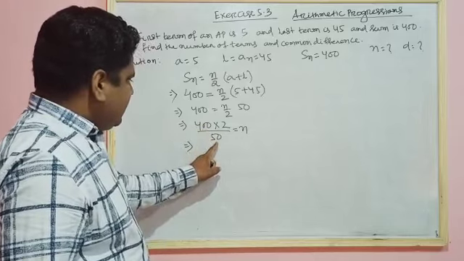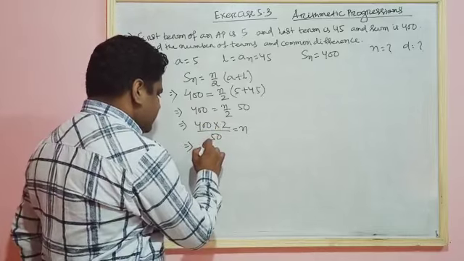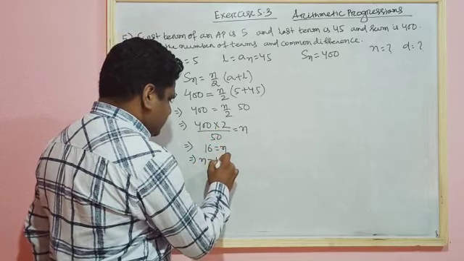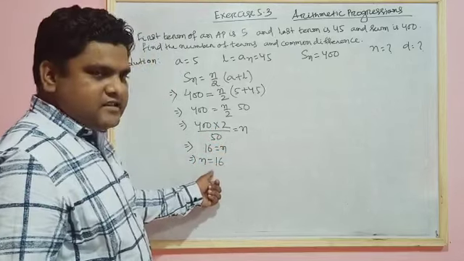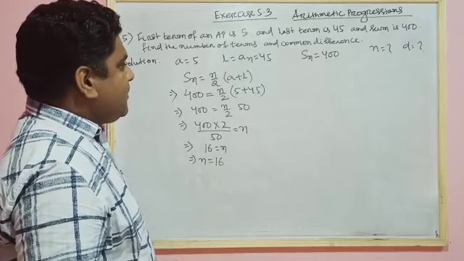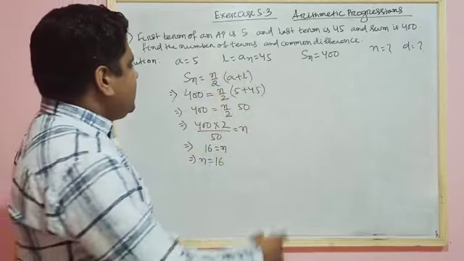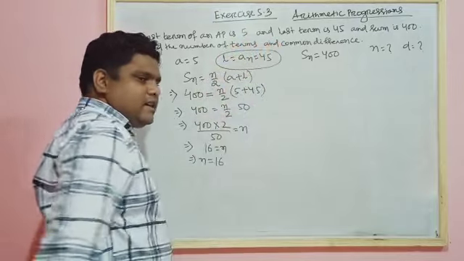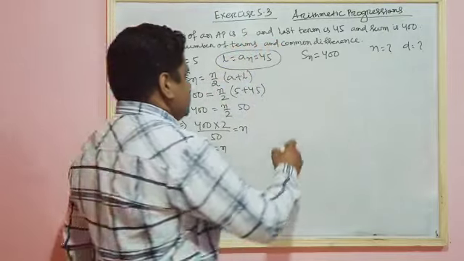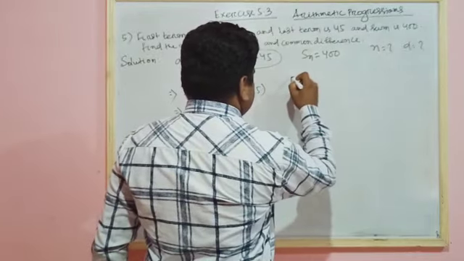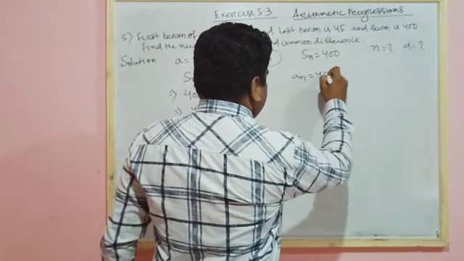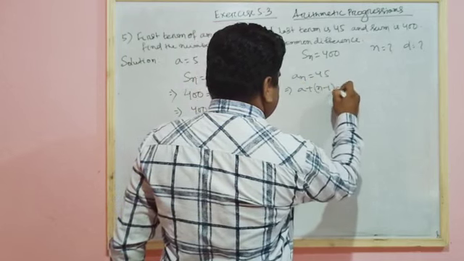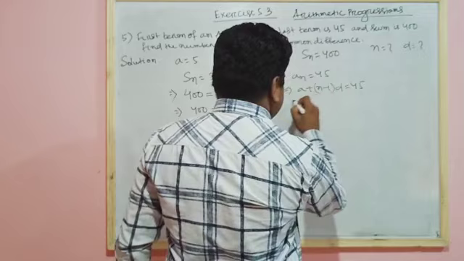400 by 50 is 8, into 2 is 16, equal to n, or n equals 16. So this AP contains 16 terms, and now we have to find D. Putting all these values in this equation, we can get the value of D, that is, An equal to 45, or this implies that A plus (n minus 1) into D equals 45.